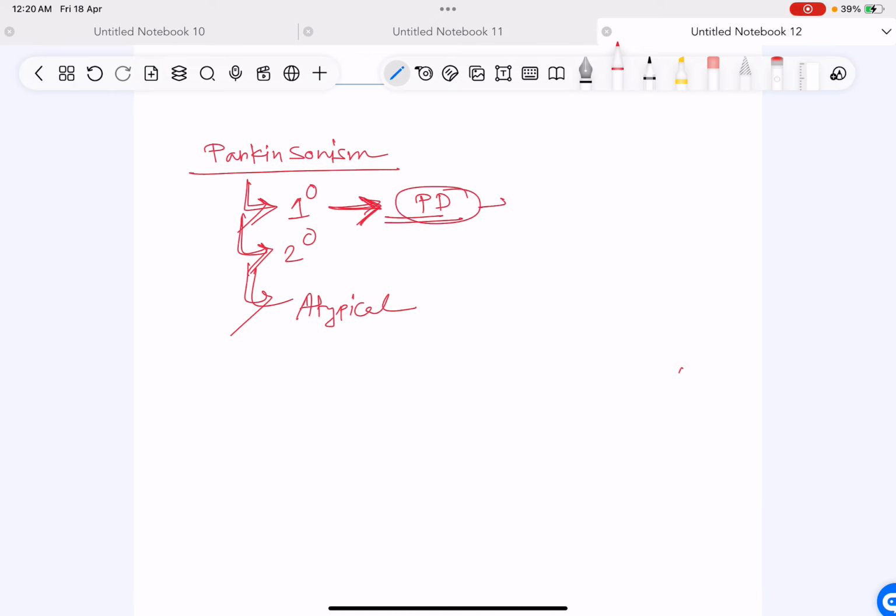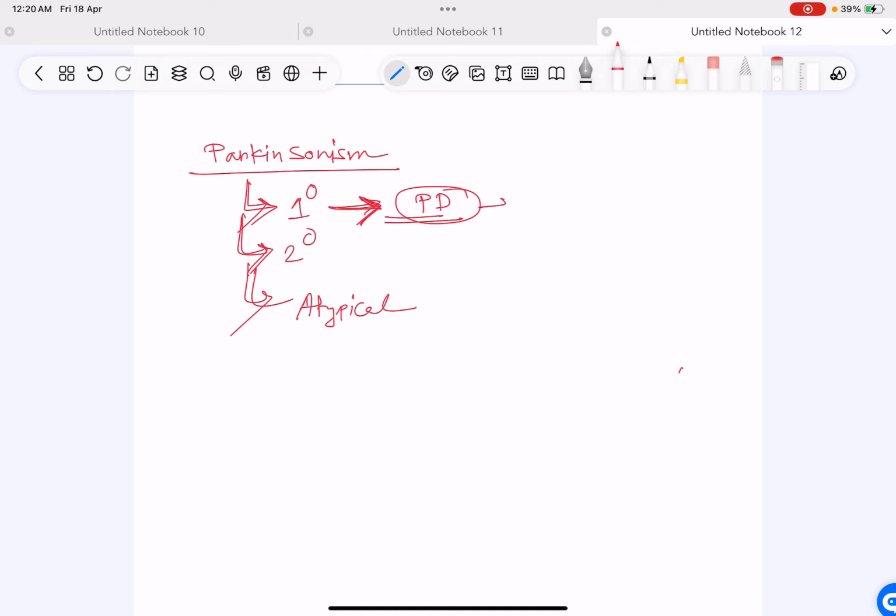Now previously it was of three types, MSA-A, MSA-P and MSA-C. A is no more included. It is considered as a separate condition known as Shy-Drager syndrome. So now it is only MSA-P and MSA-C, Parkinsonism and cerebellar. MSA-P is Parkinsonism predominant, MSA-C is cerebellar predominant.